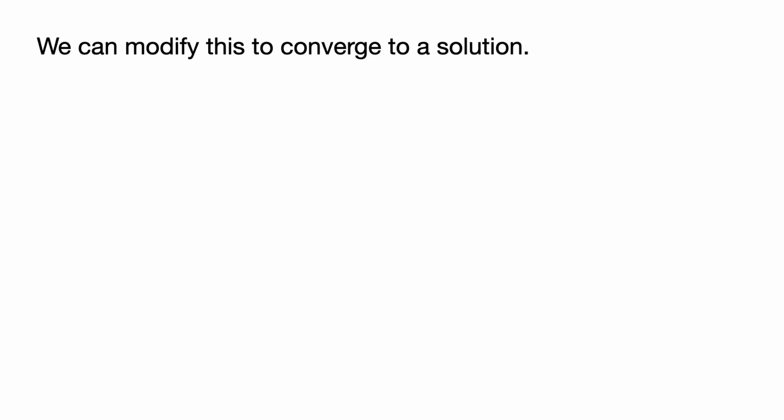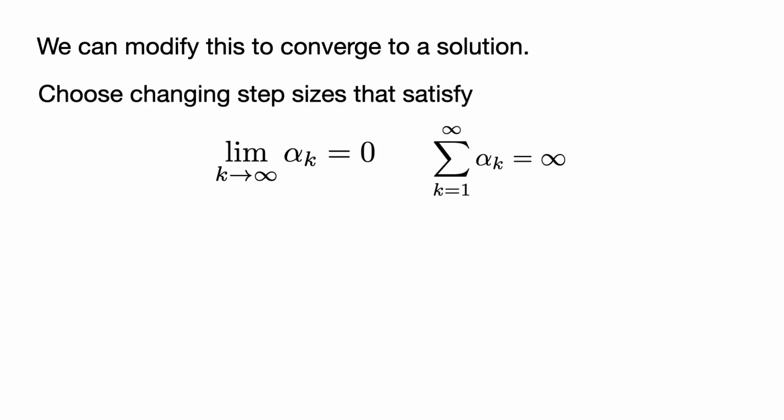We can modify this to converge to a solution. We have to change the step sizes. One way to do it is by changing the step sizes so that they satisfy the limit as k goes to infinity of alpha sub k is equal to 0. Here k is the iteration number. And the sum as k goes from 1 to infinity of alpha sub k is equal to infinity. That means it's not summable. So for example, alpha k equals 1 over k satisfies this. It goes to 0, but it is not summable.